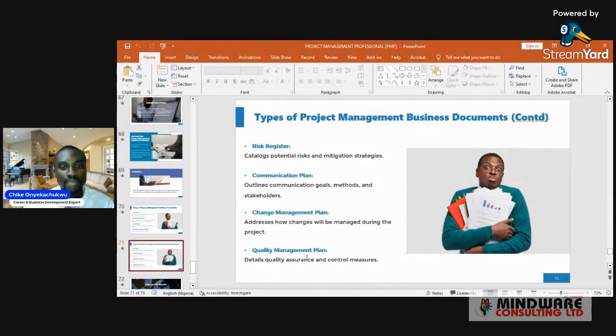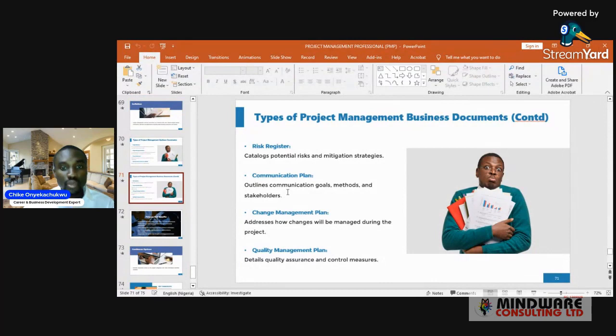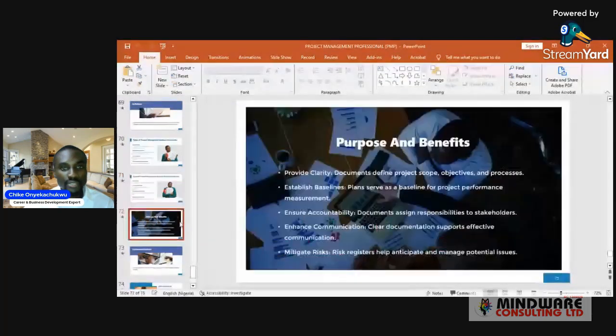Quality management plan. This details the quality assurance and control measures. So for every project, you have your objective, you have your product. So that product has specifications, all right, in terms of quality. So this quality management plan helps you to have all the details about how you're going to manage your quality and make sure that it is consistent throughout the life cycle of the project.